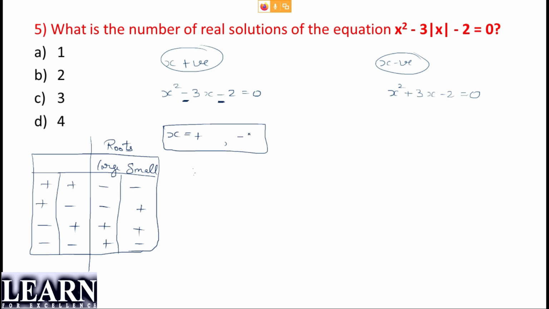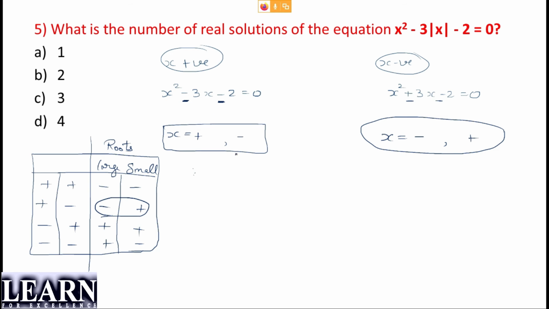Clear? One root will be positive and the other root will be negative. Now if I'm talking about this one, positive and negative, look here, when the equation is positive and negative, then whatever the possible roots here, it is negative and positive. We are not solving the equation here, we are just writing it down.